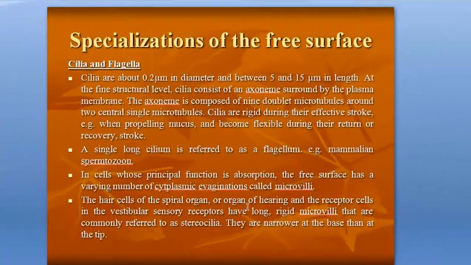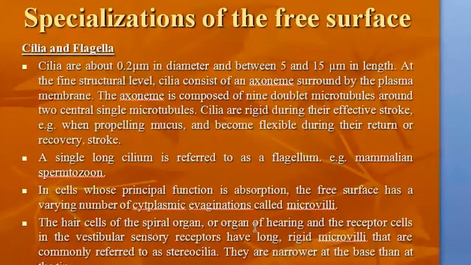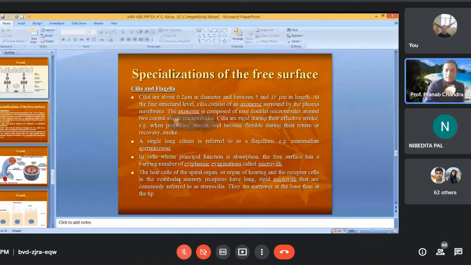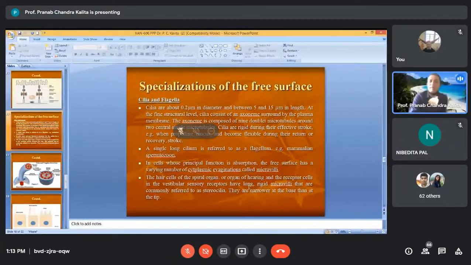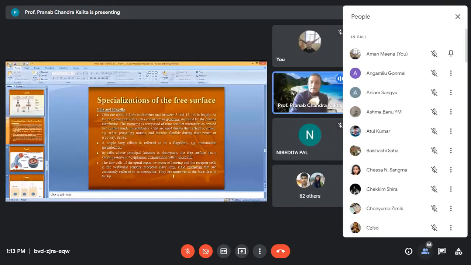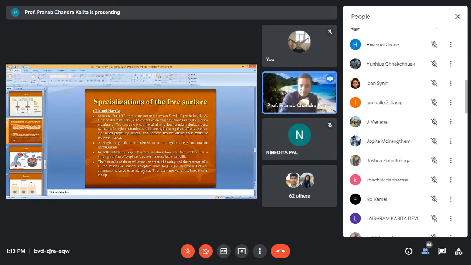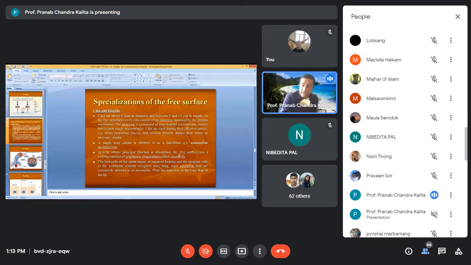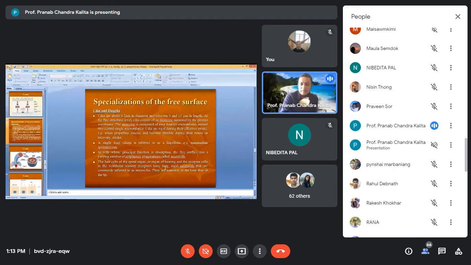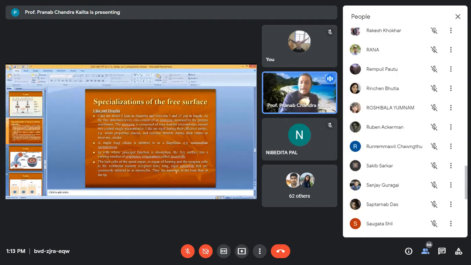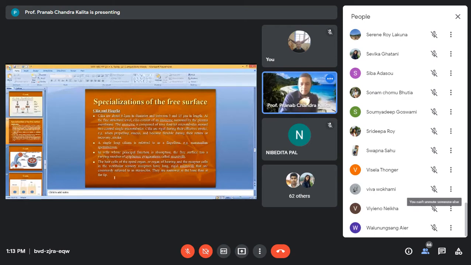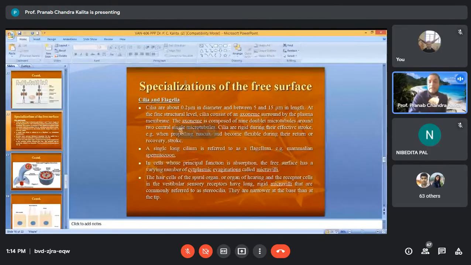And you see, especially in the organ of hearing, receptor cells and vestibular sensory receptors, they have long rigid microvilli that are called stereocilia. Stereocilia and microvilli are similar, because stereocilia are long rigid microvilli. But how do they differentiate? These stereocilia are narrower at the base than at the tip.